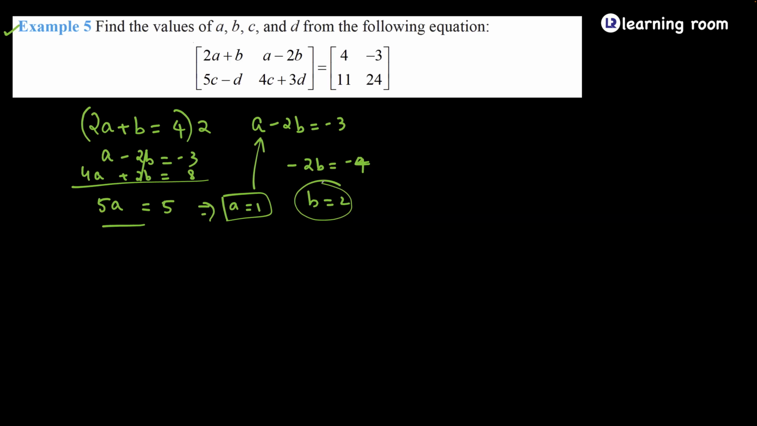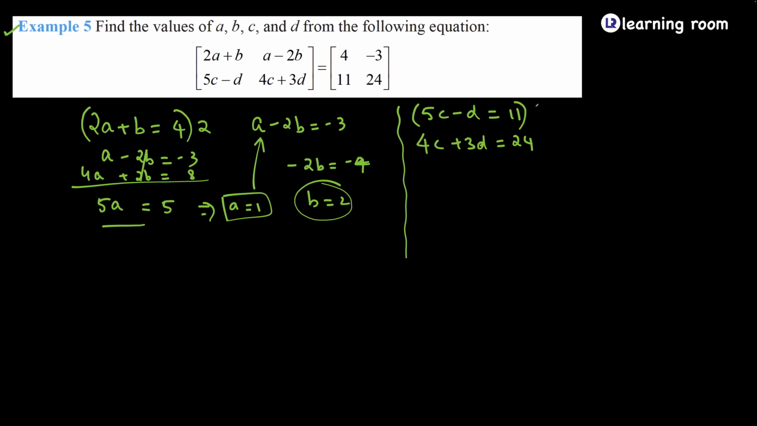Right? B is equal to 2. In a similar way, to find C and D, I'll take the elements in the second row. So what will we get? 5c minus d is equal to 11. Similarly, 4c plus 3d is equal to 24.